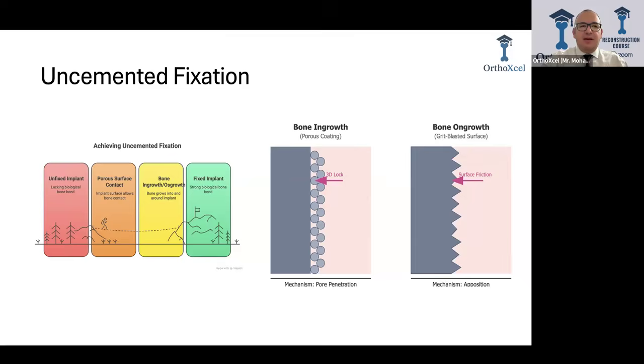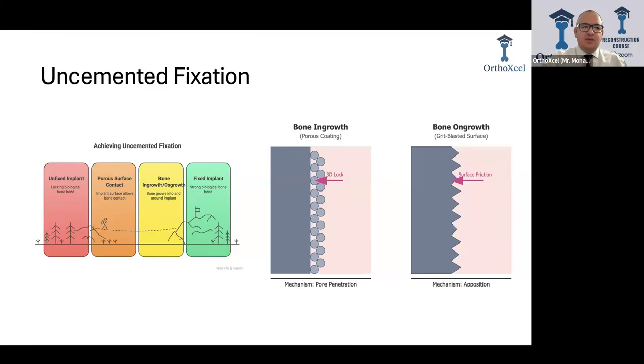You need minimal micromotion between the bone and the surface of the implant to allow the ingrowth to happen. The ongrowth, on the other side, is more forgiving than the ingrowth. All you need is a proper press-fitting and apposition of the rough surface of the implant in front of the bone, so the bone grows on it.